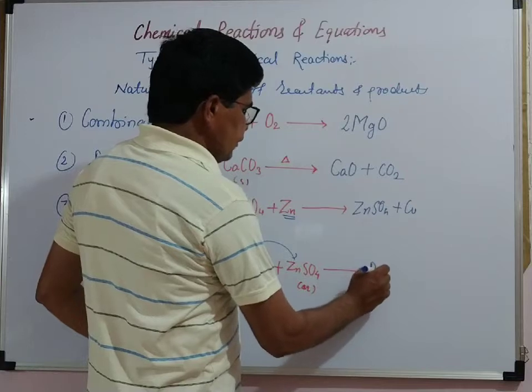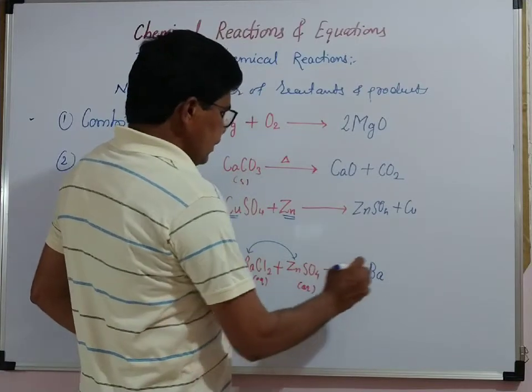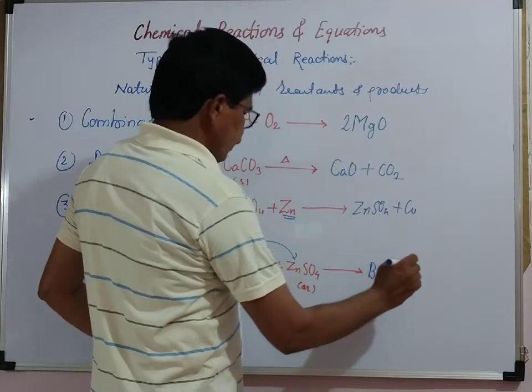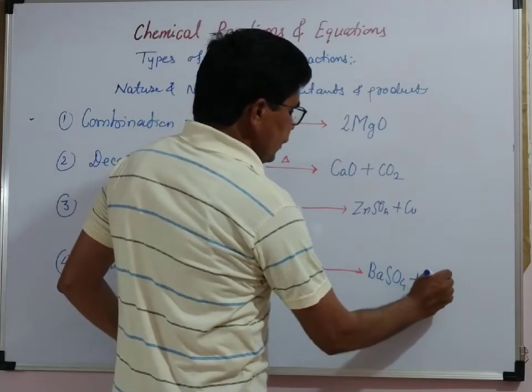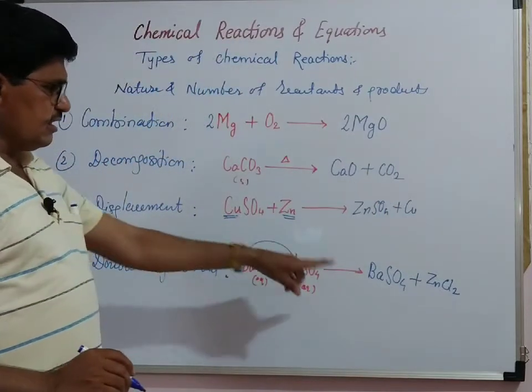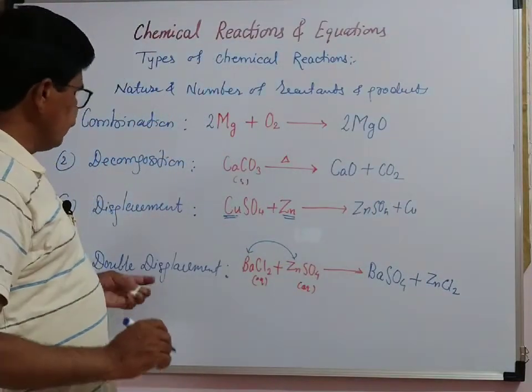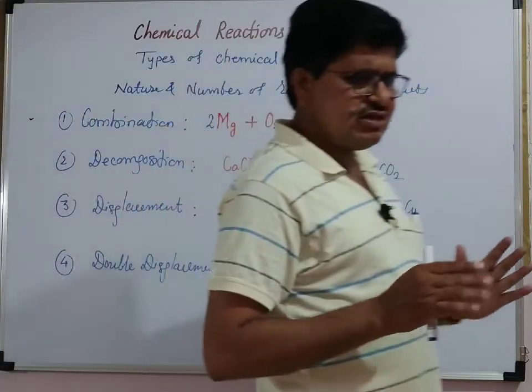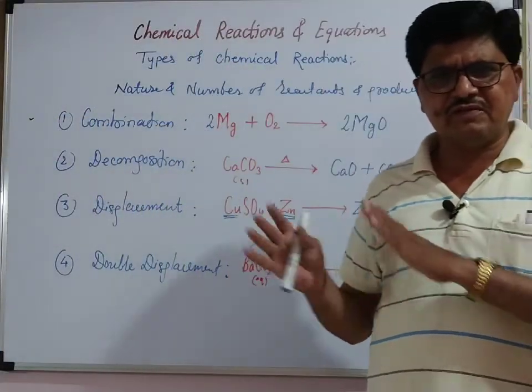The example is BaSO4, barium sulfate, plus zinc chloride. There is the formation of the zinc chloride. That type of the reaction is known as the double displacement reaction. Sometimes in this reaction there is the necessity of the heat. Sometimes heat will be given out.